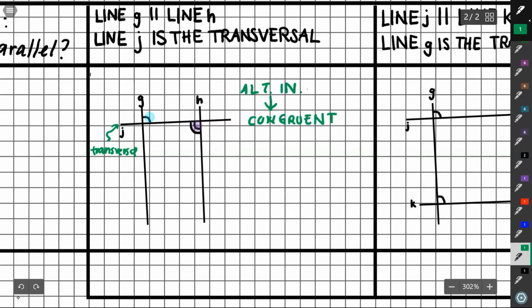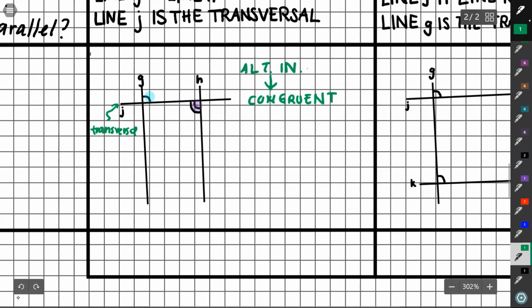So we don't have any angle measures, but we know that these two angles are not congruent because they don't have the same number of arcs. So because this statement is not true, then line G and line H cannot be parallel. And I'm just going to use our abbreviation for parallel.